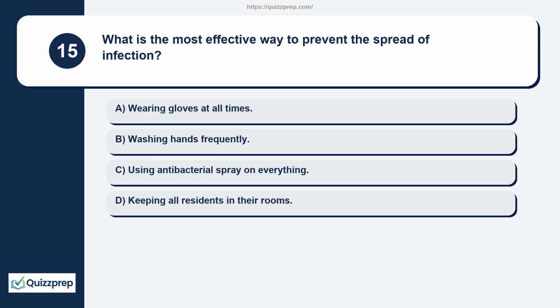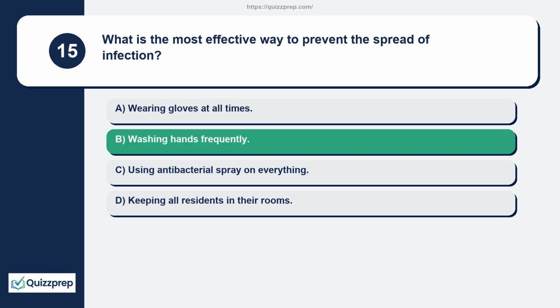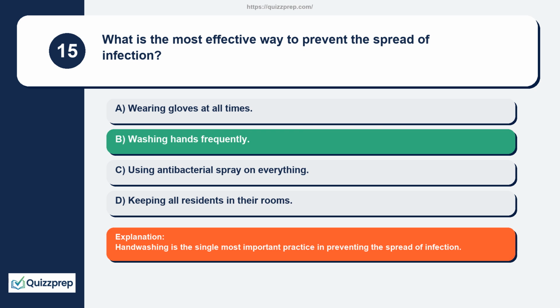Question 15. What is the most effective way to prevent the spread of infection? Wearing gloves at all times. Washing hands frequently. Using antibacterial spray on everything. Keeping all residents in their rooms. Hand washing is the single most important practice in preventing the spread of infection.